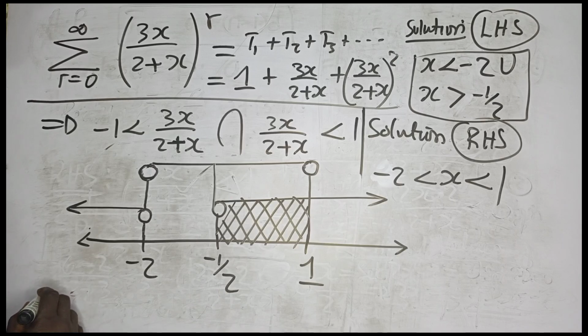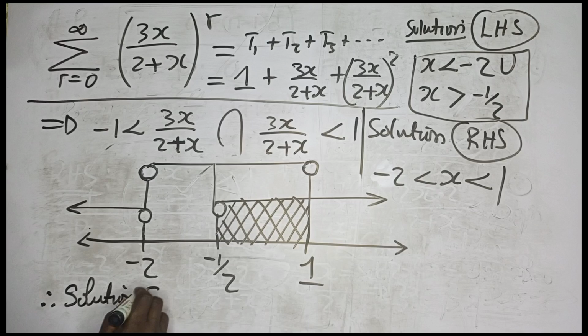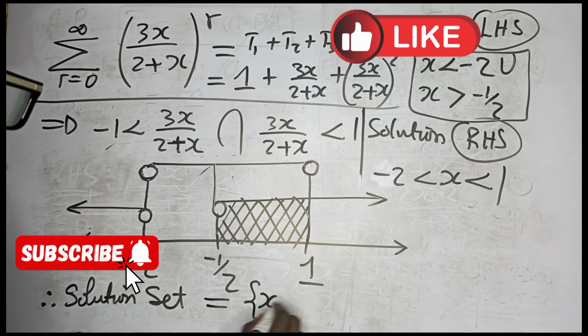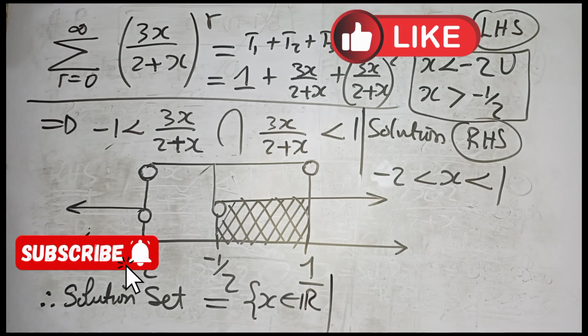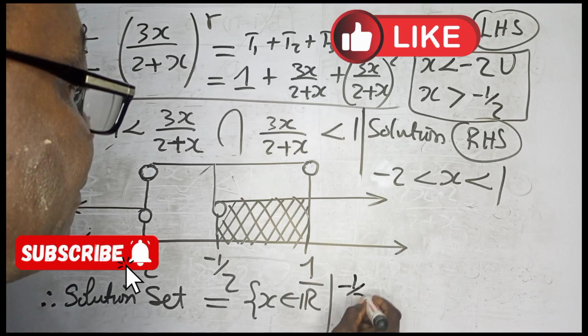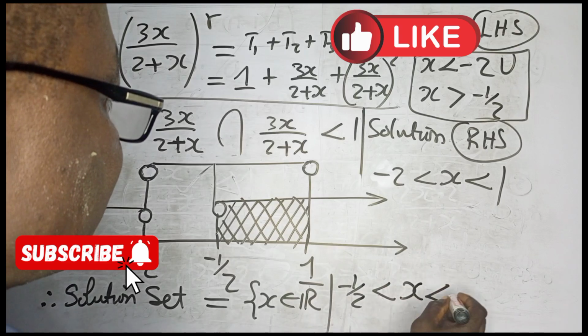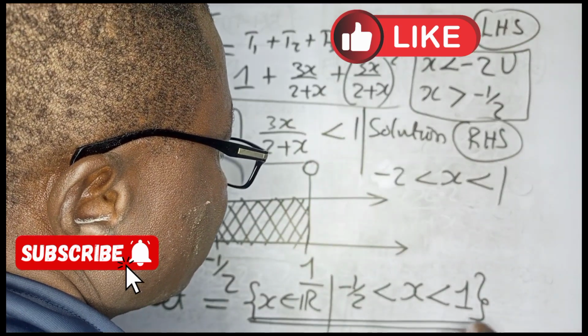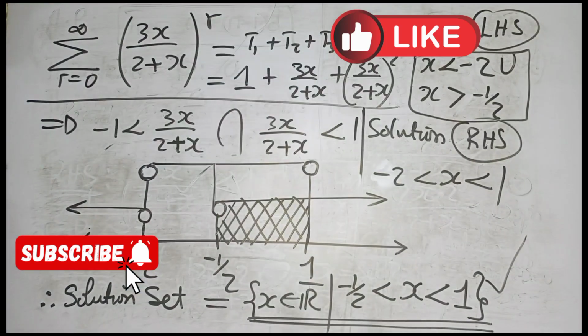And so, conclusion, the solution set will be all real values of x such that, how do we write this? -half strictly less than x strictly less than 1. This gives us the set of values of x for which that series will be convergent. All values of x within this interval will make that series converge.